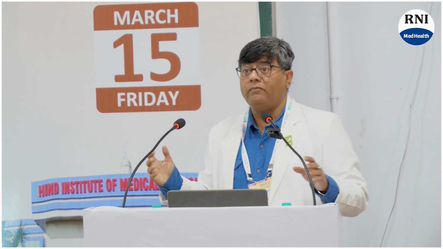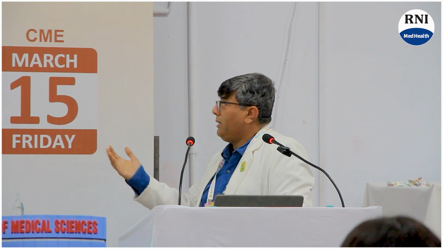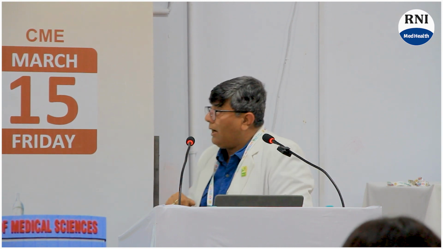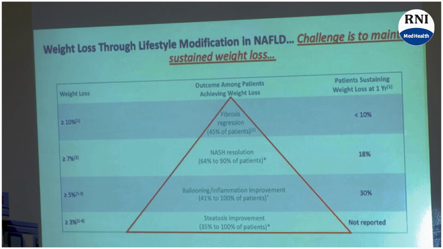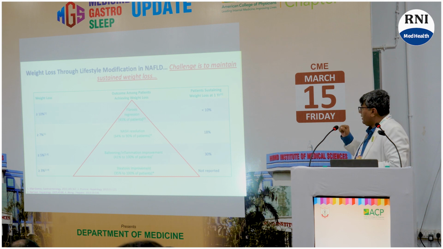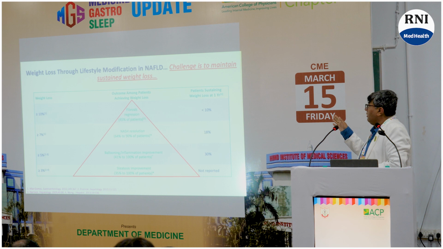So what happens when we really do lifestyle modification? Is there any parameter for that? If we do lifestyle modification and weight loss, how much benefit do we get? Here you can see that the advantage is not small. It is a very significant and gross advantage. People who can lose 10% or more of their weight, 45% of the patients get fibrosis reduction. And if they sustain this weight loss for 1 year, this helps a lot.